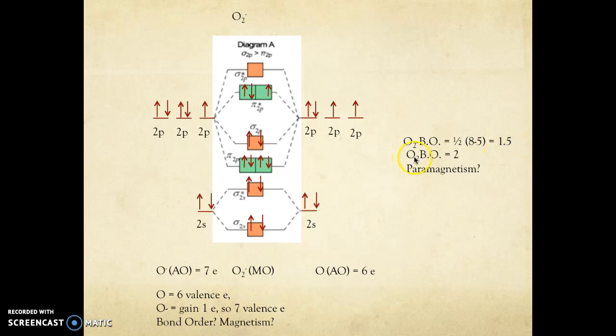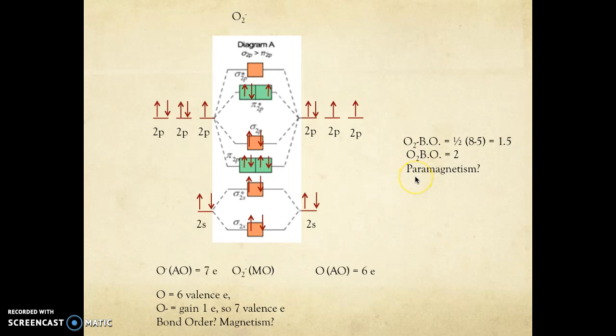Now, normally O2 has a bond order of 2. So this tells you that the bond order for our example here means weaker bond energy than the normal O2. And also, likewise, since the bond is weaker, the bond length is longer than your standard O2.